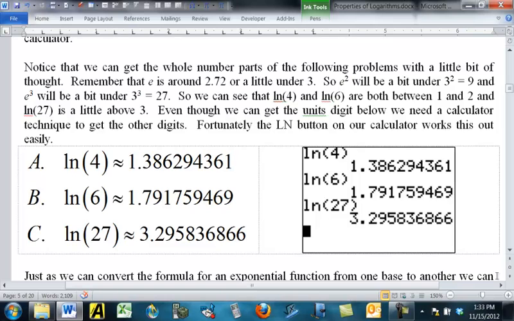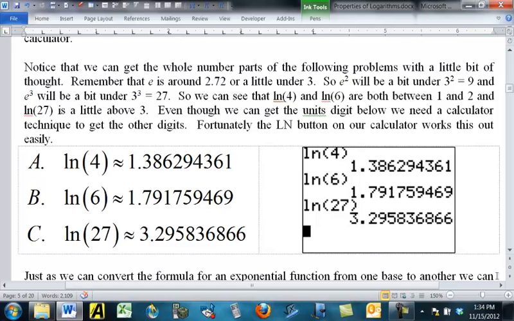Now, by the way, we could have actually come up with the whole number part of this, the units digit. If you remember, with a little bit of thought, e is around 2.72, or just a little bit under 3. So e squared will be a little bit under 3 squared, which is 9. So ln of 4, and since 4 and 6 are less than 9, okay, the output's going to be a little less.